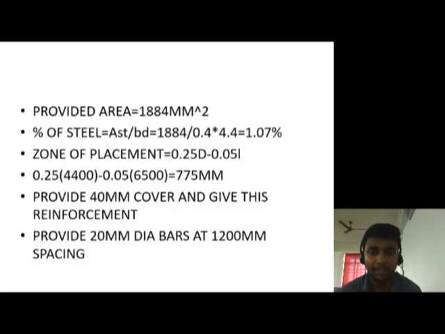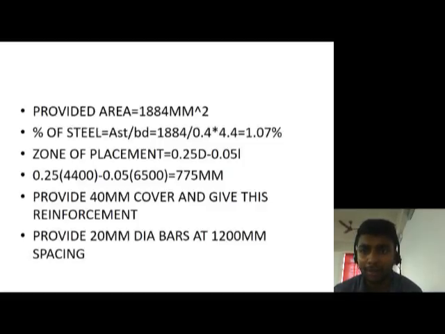For finding the total percent of steel in the beam, the formula is Ast by BD. It is also given in the code book. The total area of steel we have found is around 1884, the breadth is 0.4 and the depth is 4.4. We will be getting the percentage of steel around 1.07%.